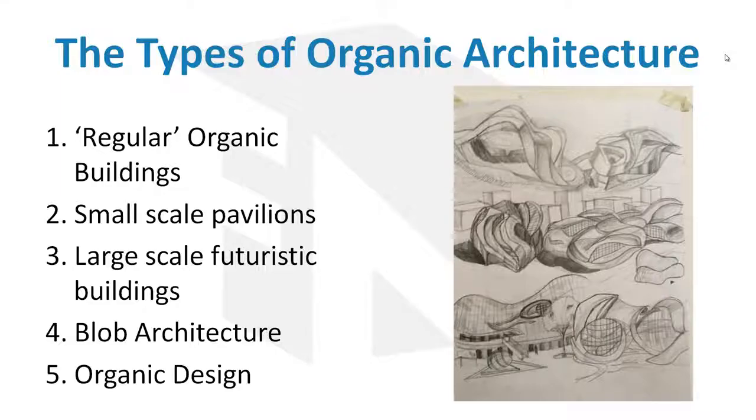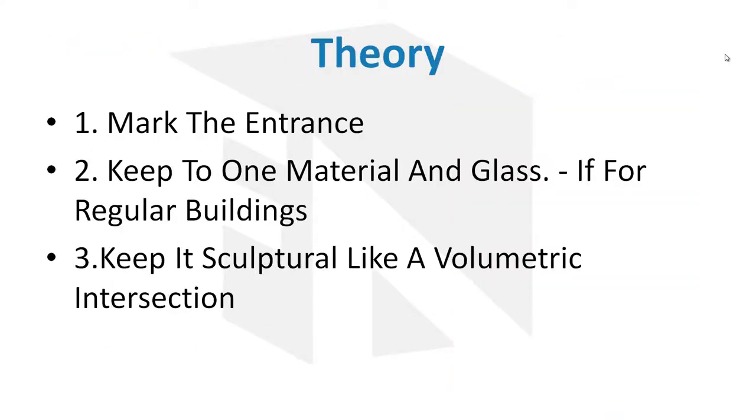So a short recap: the types of organic architecture: regular organic buildings, right, the large ones; small scale pavilions, the smaller ones; really large scale futuristic buildings, the weird ones; blob architecture, the really weird ones, which contrast the cityscape; and organic design, which we haven't really delved into, but again, an organic interpretation of common day-to-day objects.